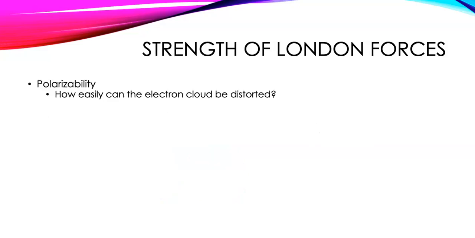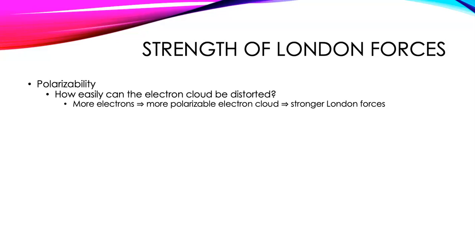All right. Now, when we talk about the strength of London forces, the term you really need to focus on is polarizability. How easy is it to distort the electron cloud? How squishable is it? All right. The more electrons are in that electron cloud, the more polarizable that electron cloud will be. And when that electron cloud is squishier, more polarizable, that's the word you really need to put into your free response answers, the stronger the London forces will be, the stronger those attractions will be. All right, if the electron cloud can be distorted more.